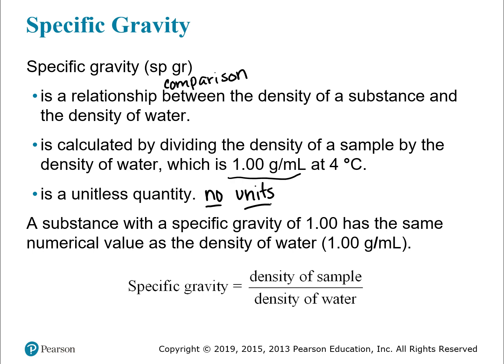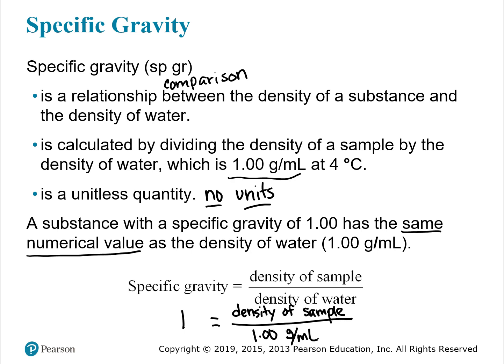So if you have a substance with a specific gravity of 1, that means that it's got the same numerical value as the density of water, right? Because what you're doing is you're saying your specific gravity is 1, which is equal to the density of your sample over the density of water, which is 1 gram per milliliter. And if you solve that, you better get the density equaling 1.